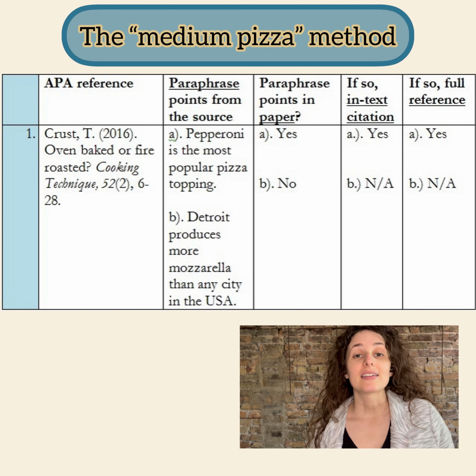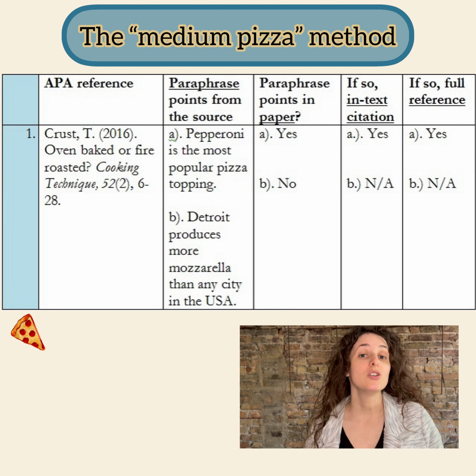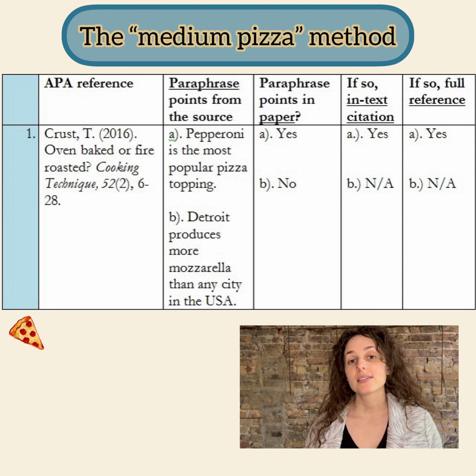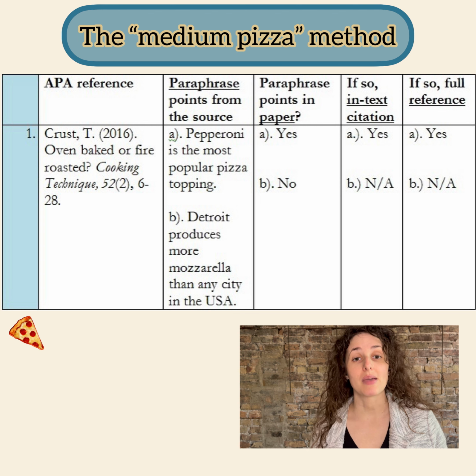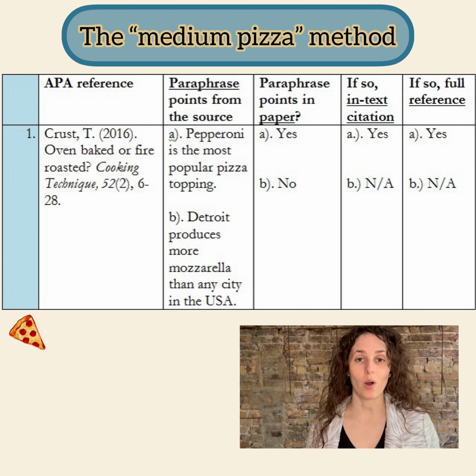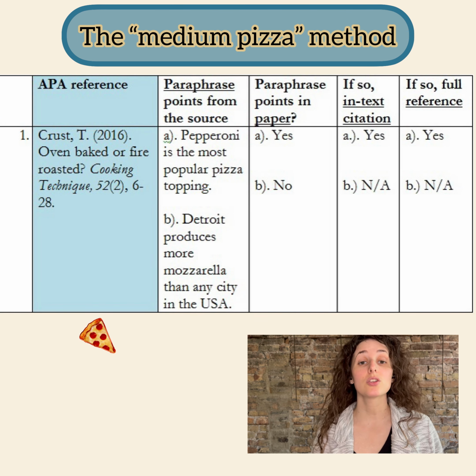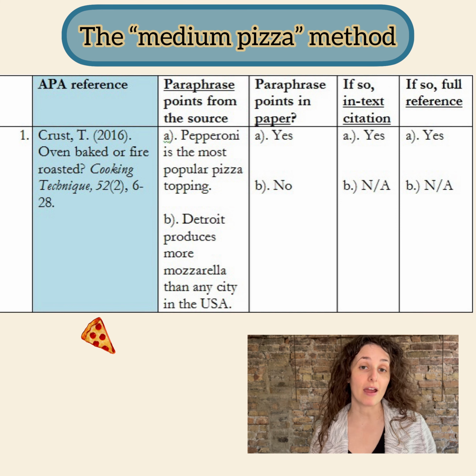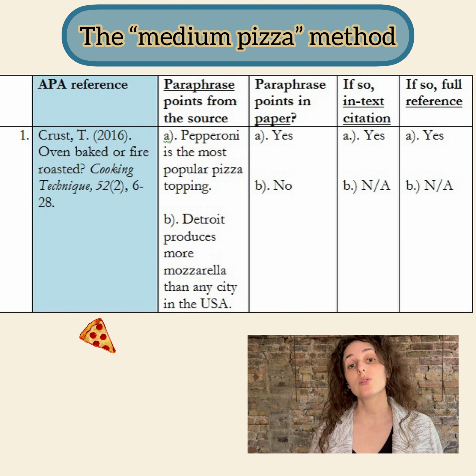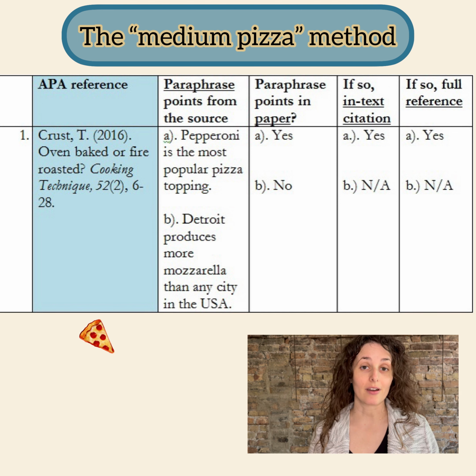The first slice helps organize your sources in numerical order. Because I only have one source in this made-up example, I'll only need 1 row. For the second slice, you'll provide a complete APA reference for your source. This is so you can easily find your source later if needed.